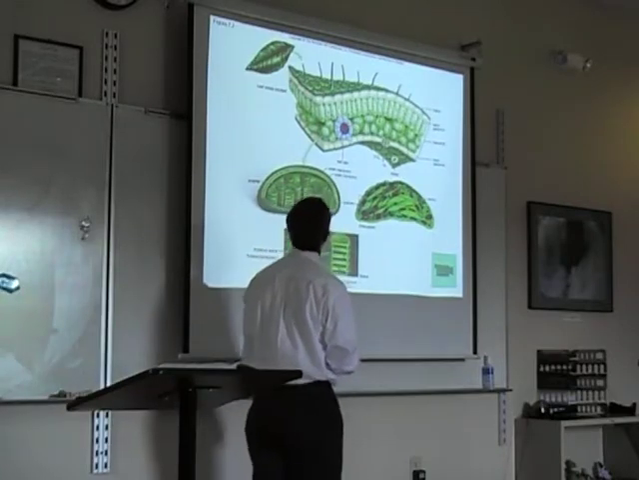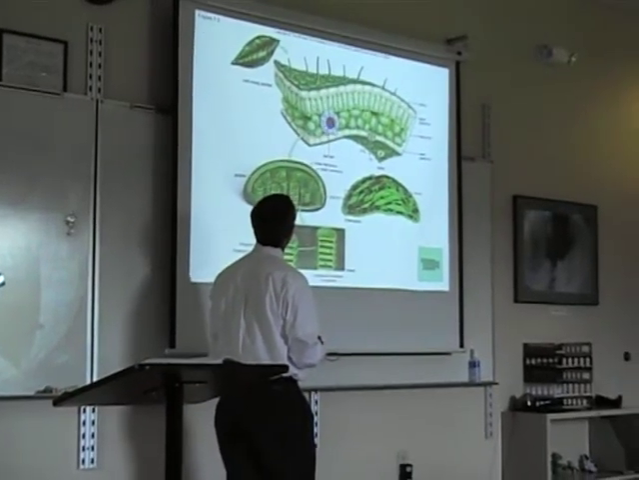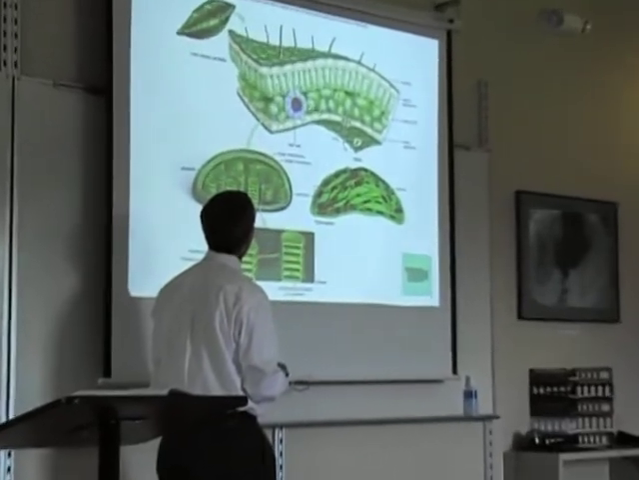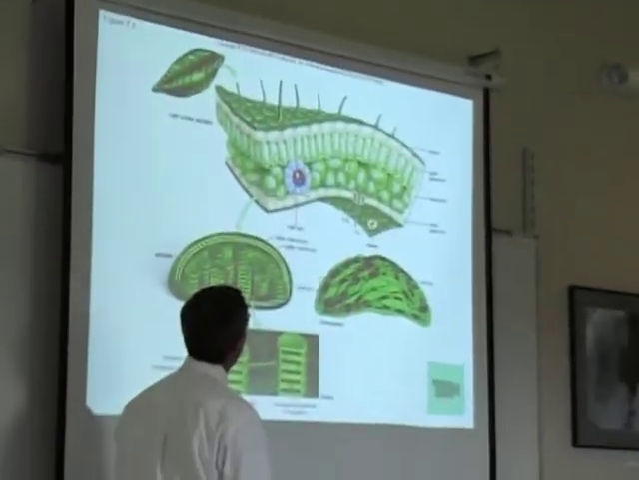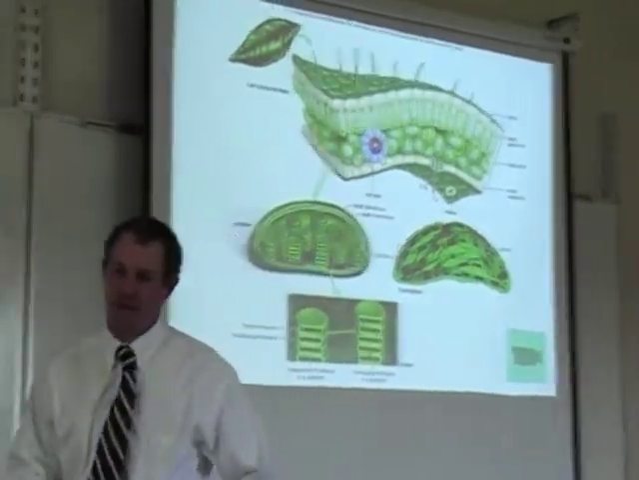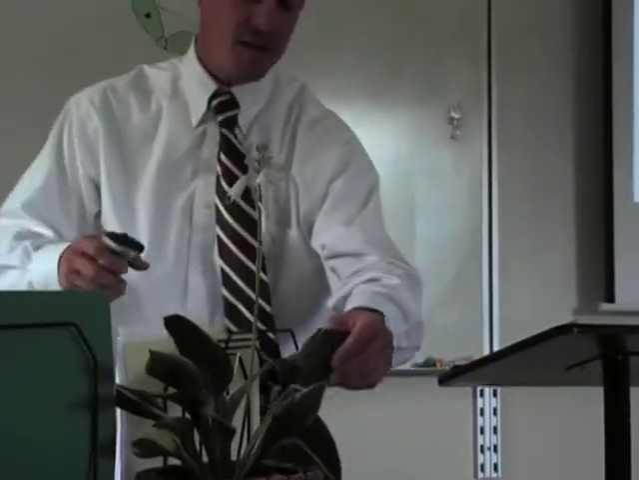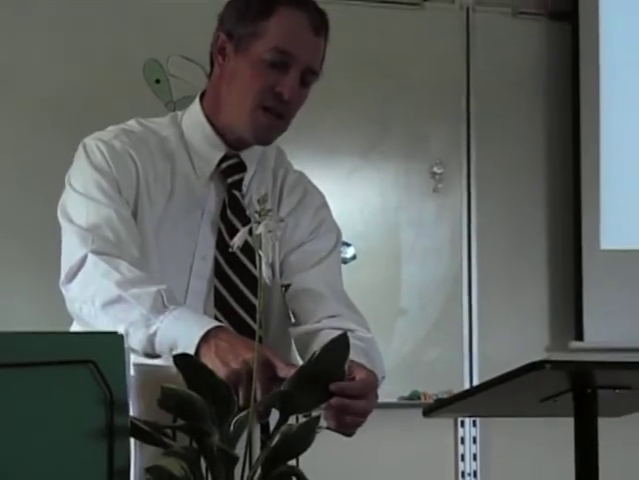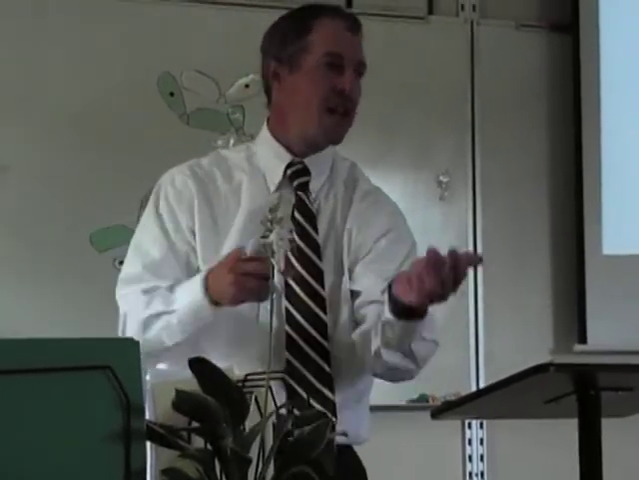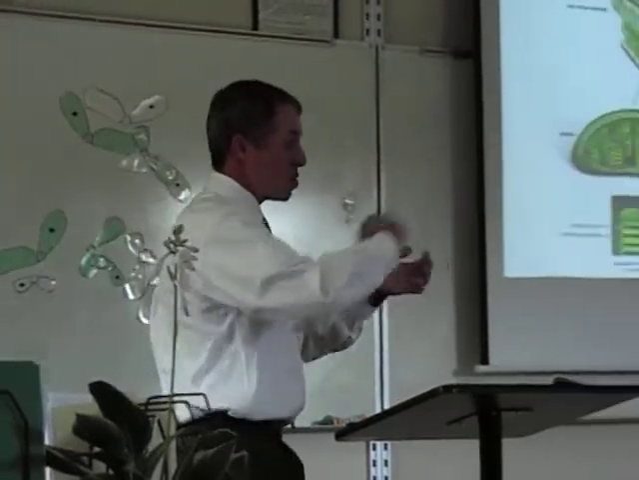Oh, and by the way, there's a leaf vein. And the leaf vein brings water in from the roots and takes sugars from the leaves. Yeah, you can see the veins if you look at the top of a leaf, the little lines there. Those are the veins. And they're just like veins in your body. They move water and sugar.